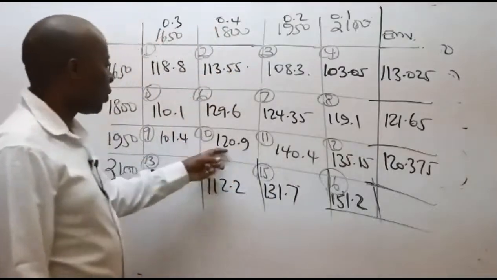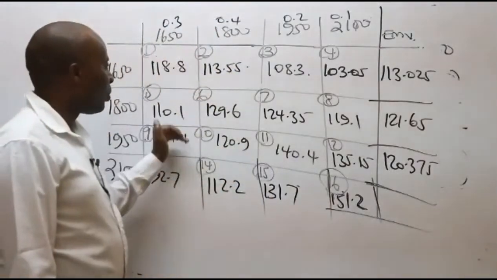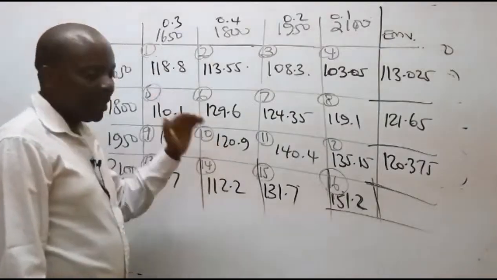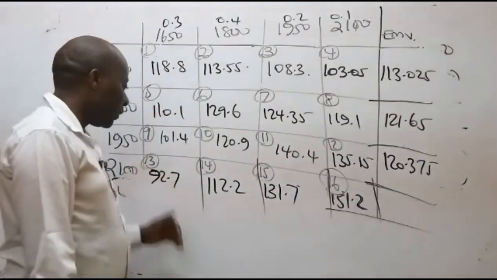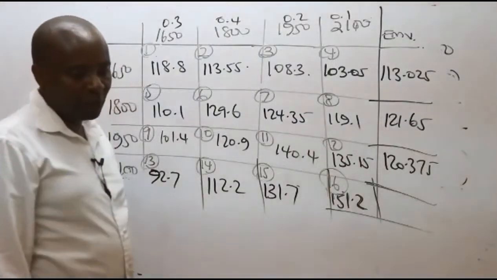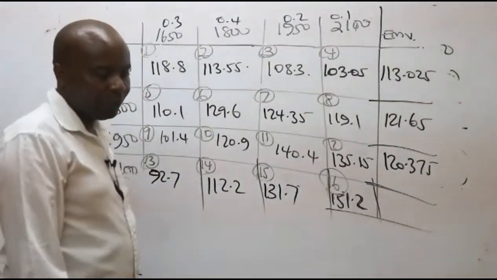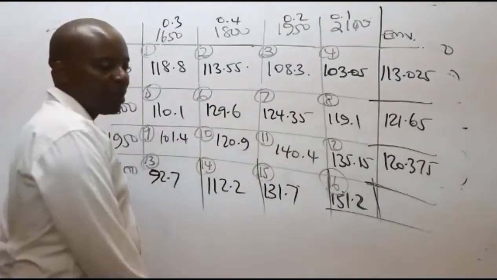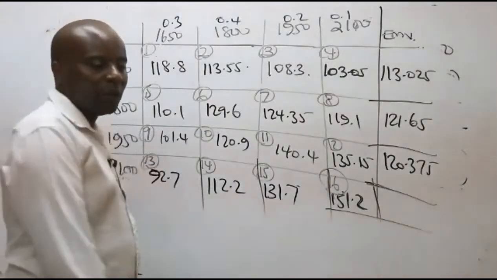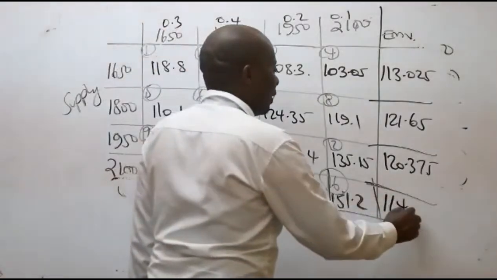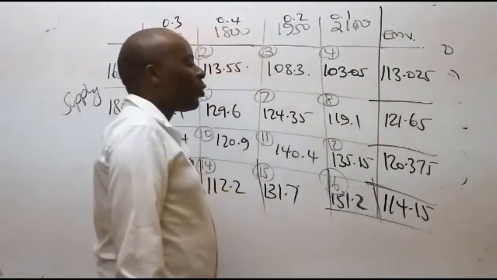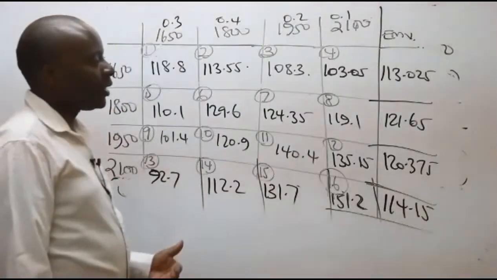They took the profit that we have here and then they averaged them by multiplying them with what here? With the probabilities. By multiplying them with the probabilities like that. And then we have the last one. What do we have? 114.15.